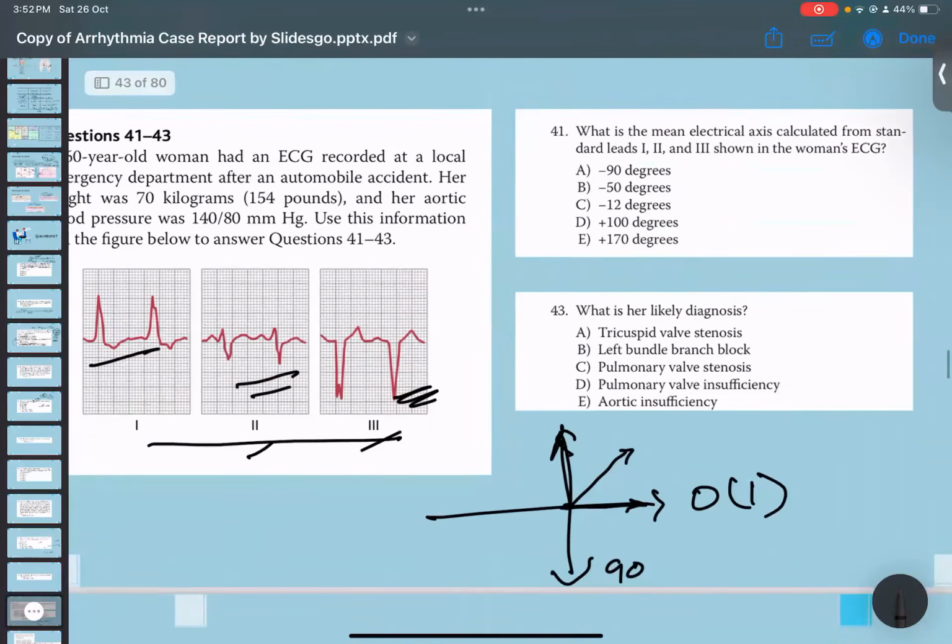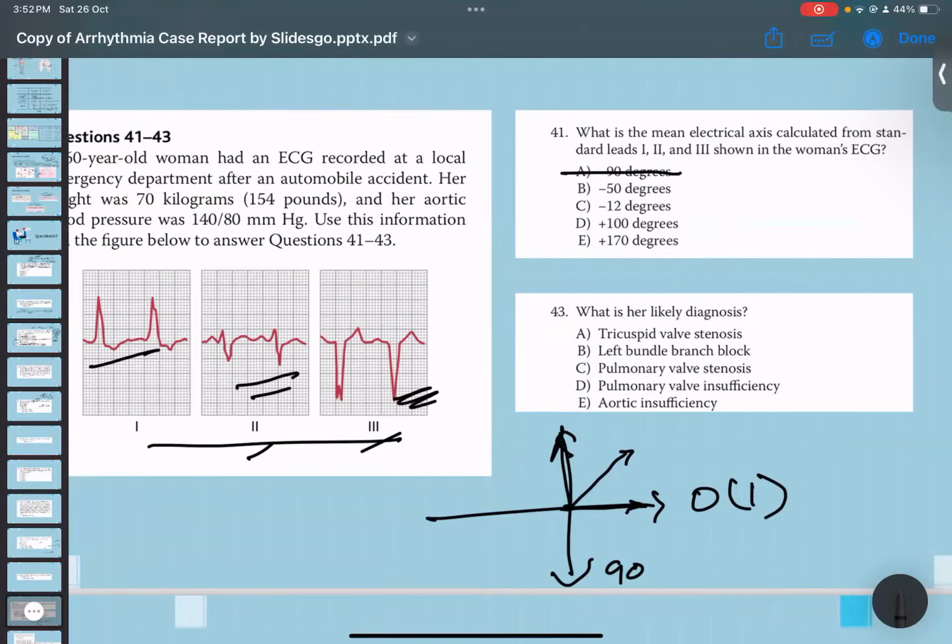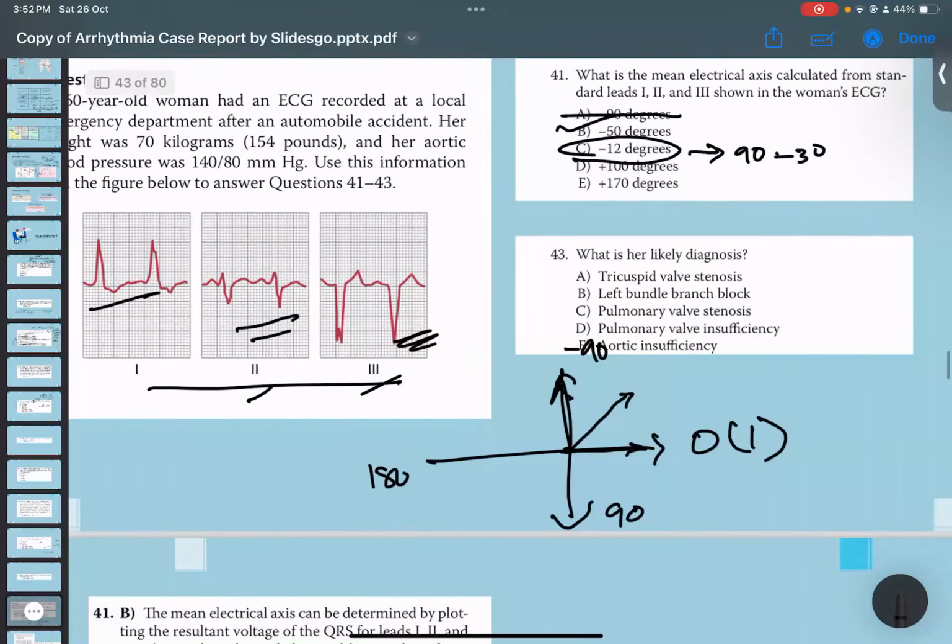Now, is it minus 90 degrees? No, it cannot be minus 90 degrees because minus 90 degrees is here. And then this is 180. So this is not minus 90. And then is it minus 50? Could be. Is it minus 12? No, minus 12 would be a normal axis. Remember, a normal axis is between minus 30 and plus 90. Is it plus 100? No, clearly not, because if it was plus 100, it would be here. It's not right axis deviation. Is it plus 170? Again, no. It is B. Now, what is her likely diagnosis?